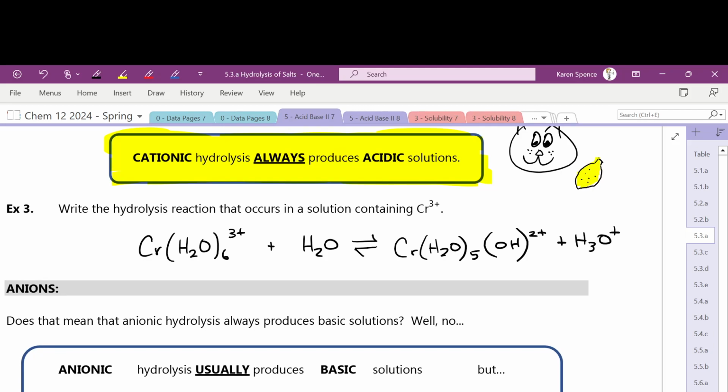Does that mean then that if I have an anion, that anions will always produce a basic solution? Well, no. Anions are more complicated. Anionic solution hydrolysis usually produces a basic solution. However, some of your anions are amphiprotic. So amphiprotic anions can produce acidic or basic solutions. In fact, they produce both.